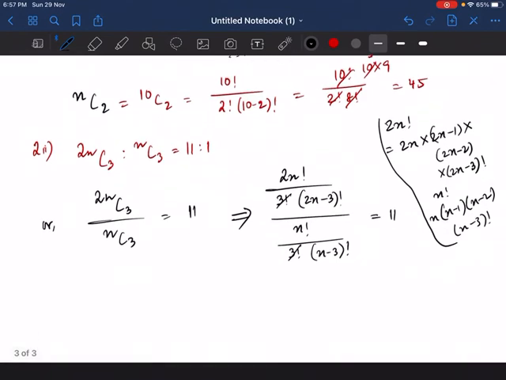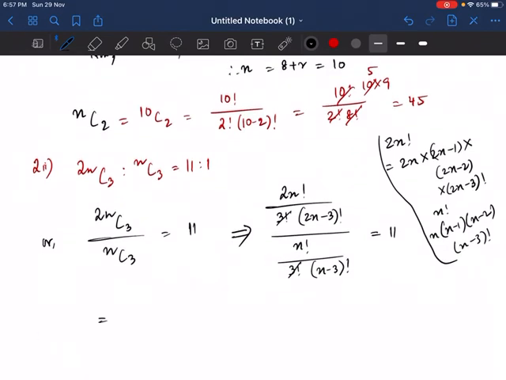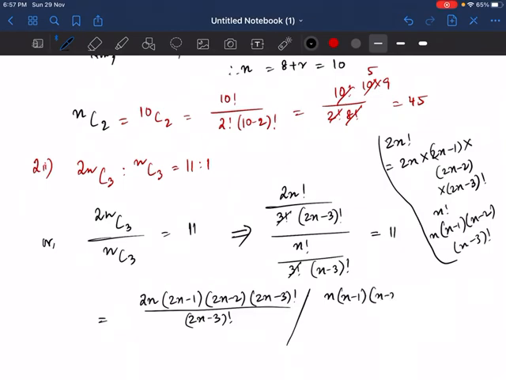So let us do. What we have in here is 2n minus 1, 2n minus 2. Why am I writing this like this? Because so that we can cancel 2n minus 3 factorial. Now that divided by, we will write n into n minus 1 into n minus 2 into n minus 3 factorial divided by n minus 3 factorial. So n minus 3 factorial goes away. 2n minus 3 factorial, 2n minus 3 factorial goes away.